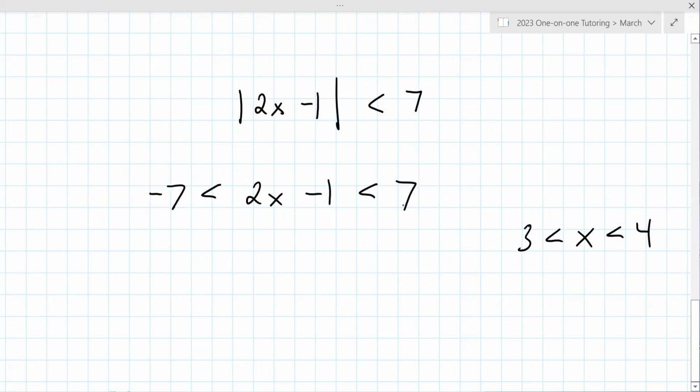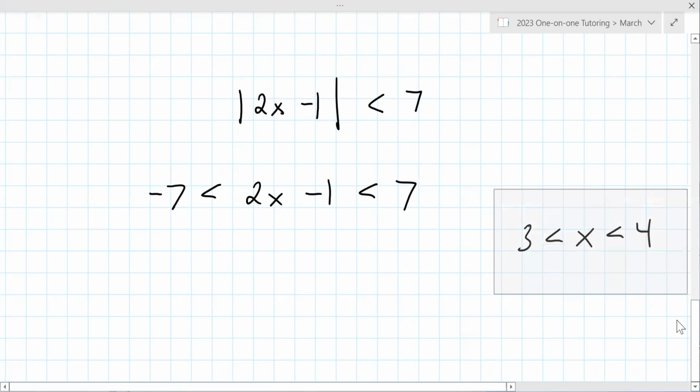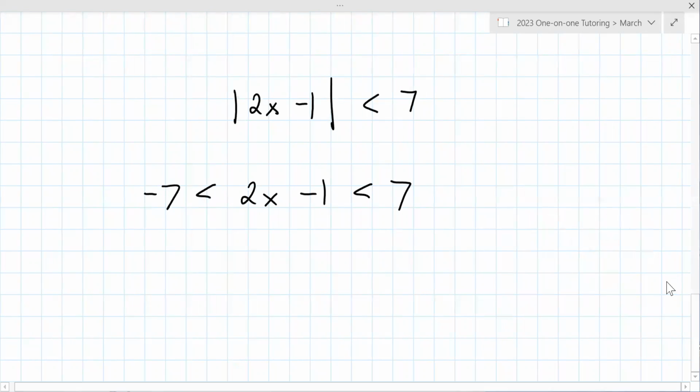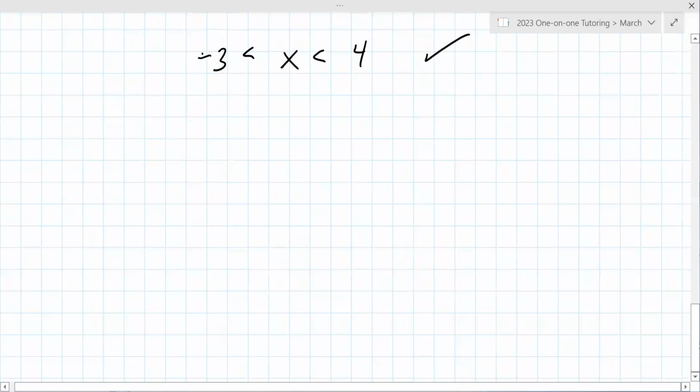All right, so try solving it from here. It does produce something similar, but there's a small modification to what you have here. -3 is less than x less than 4. Good, very good. Okay. All right, so have you try another one here.